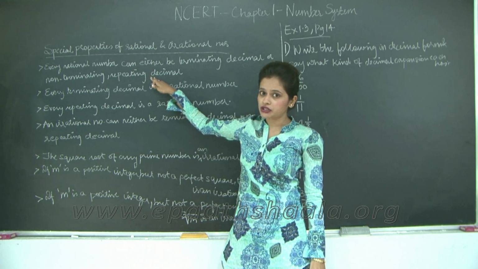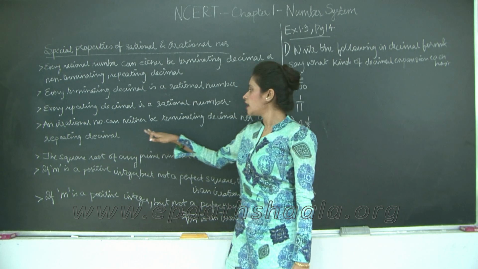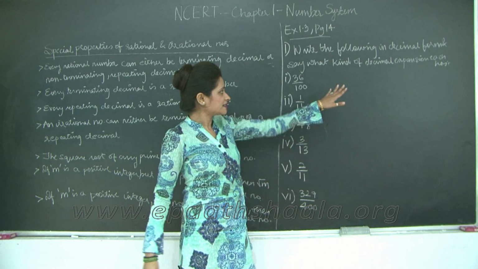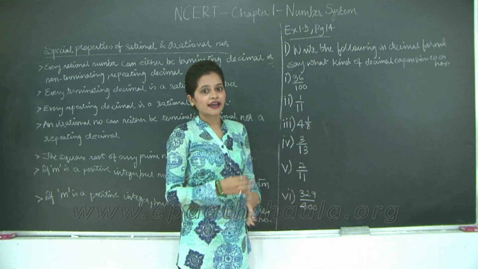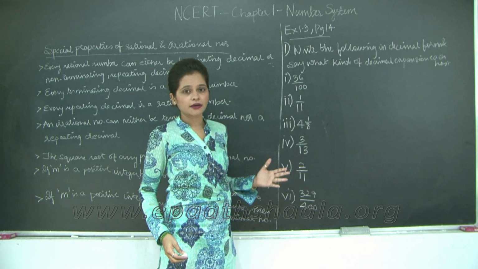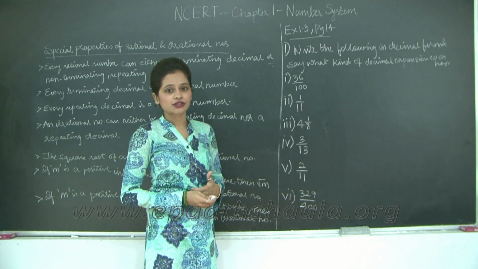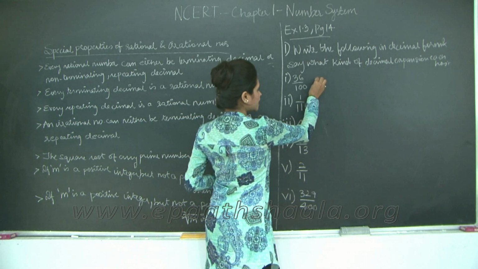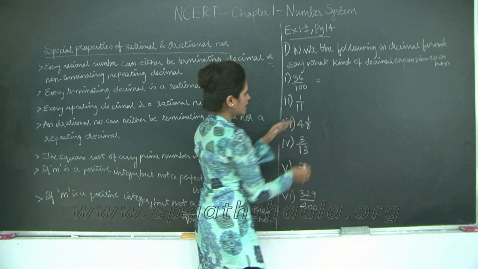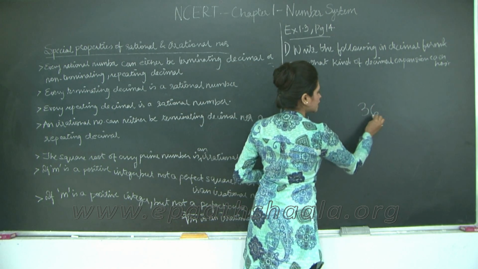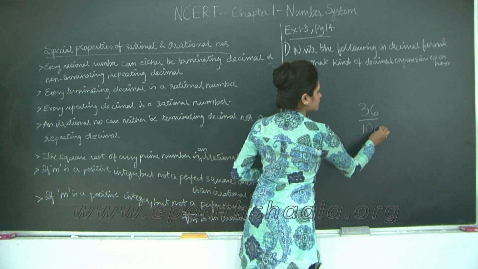These two hold for rational numbers, and the third one was non-terminating and non-repeating decimals. So let us do the calculations and display these numbers in decimal form, and also mention what kind of decimal expansions they are. Okay, so the first one, 36 upon 100. Let me write it clearly for you. You have 36 upon 100.